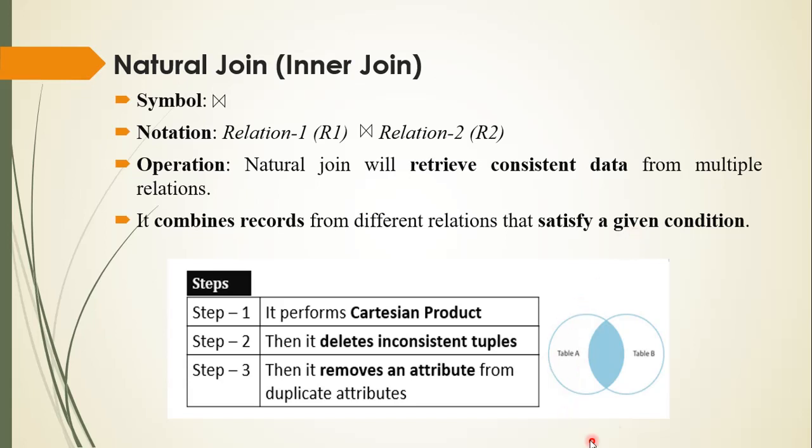Here we have table 1 and table 2. This is the concept of inner join. There are 3 steps. Step 1: it performs the Cartesian product between the tables. Step 2: then it deletes inconsistent tuples. And step 3: it removes an attribute from the duplicate attributes.